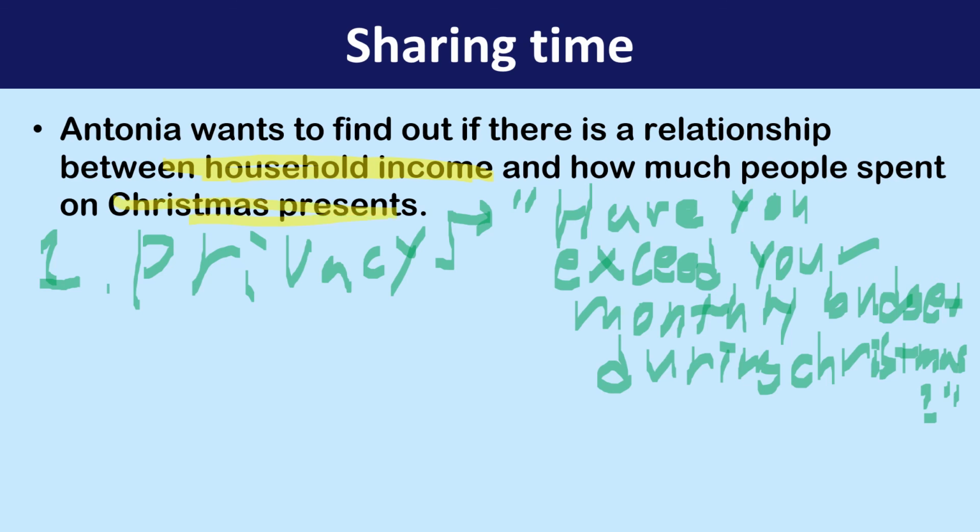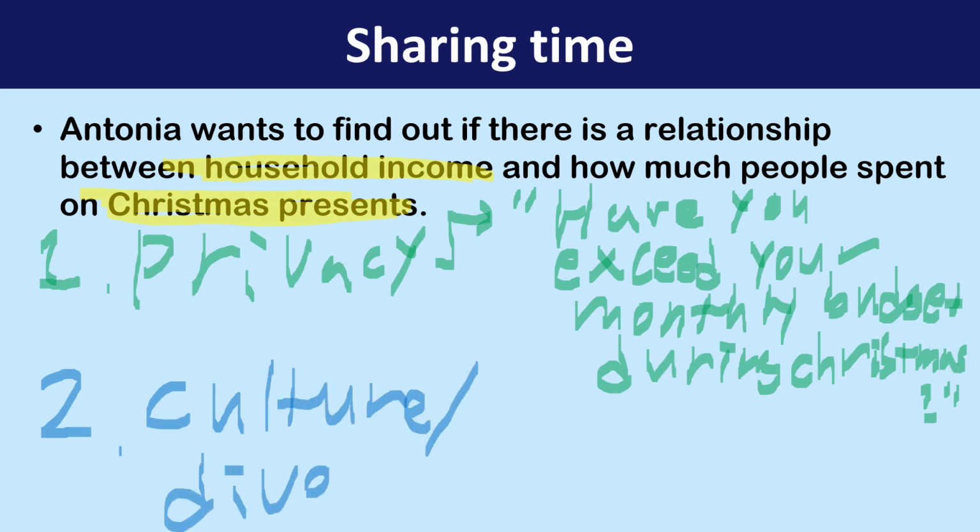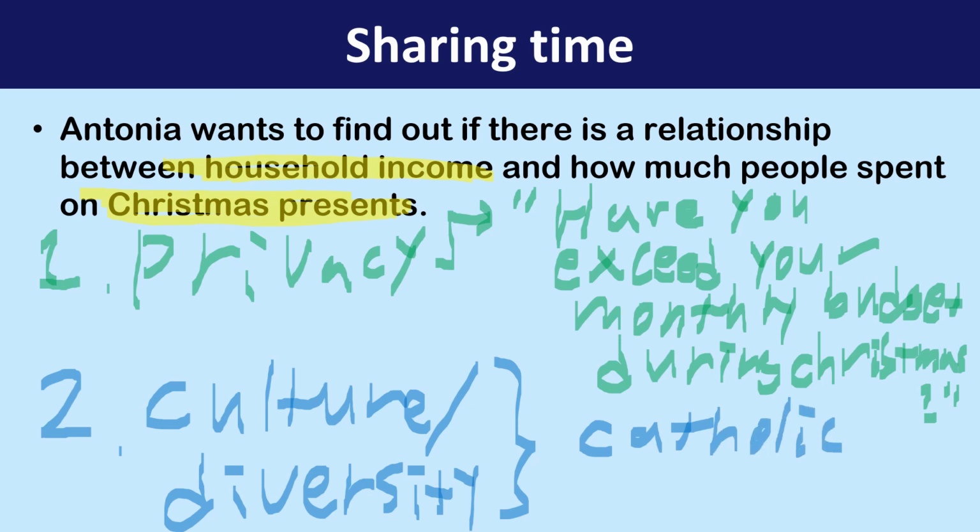The next example that I can think of is Christmas itself. This is the one where I like to say number 2, culture and diversity. When it comes to Christmas, it's a Christian religious holiday. So when it comes to Hindu, Muslim, and Buddhist people, they don't necessarily believe in the significance of Christmas, or it may not be celebrated either.